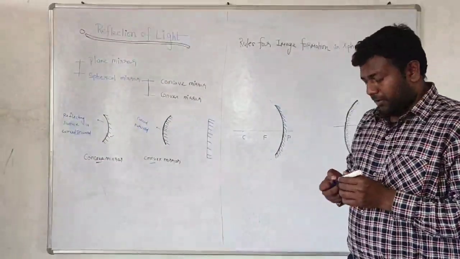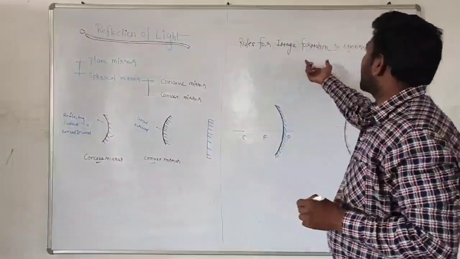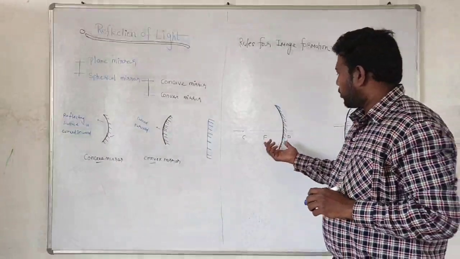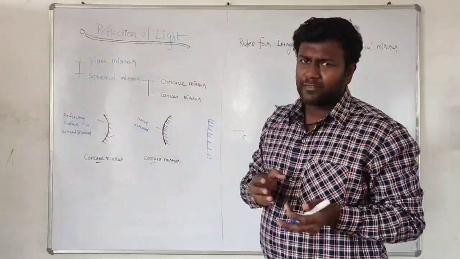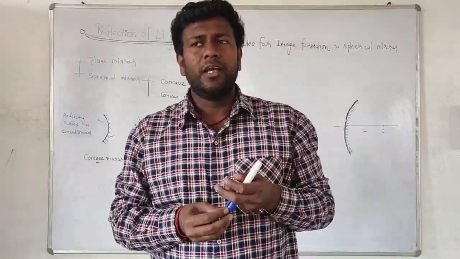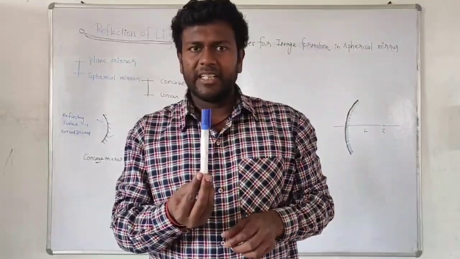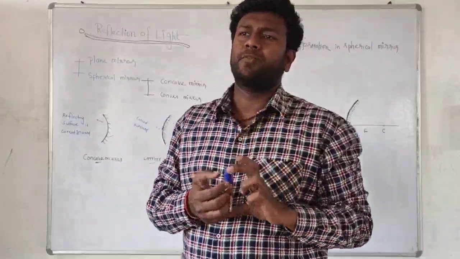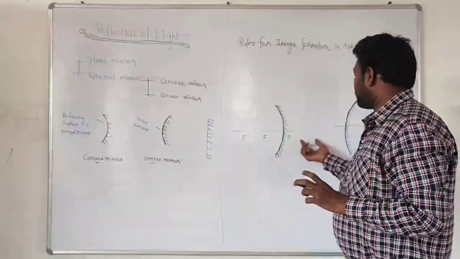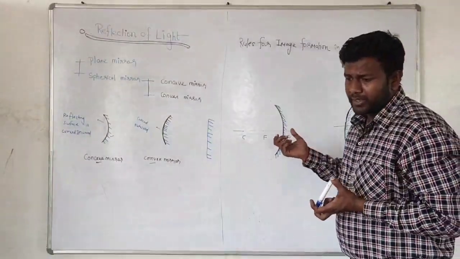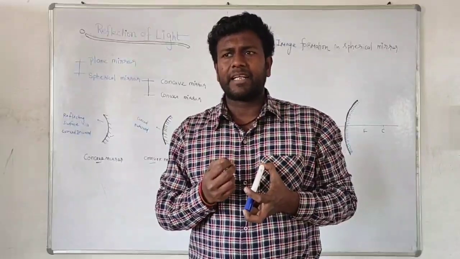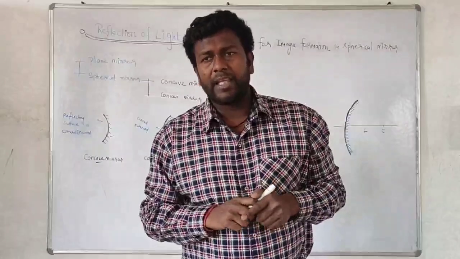Now, our topic is rules for image formation in spherical mirror. These are the rules on which we get image formation at different positions. When we put the object near the spherical mirror, we find that an image is formed. But it is with the help of some rules that we get the formation of the image. A minimum of 2 rules are applied at a time to form an image.